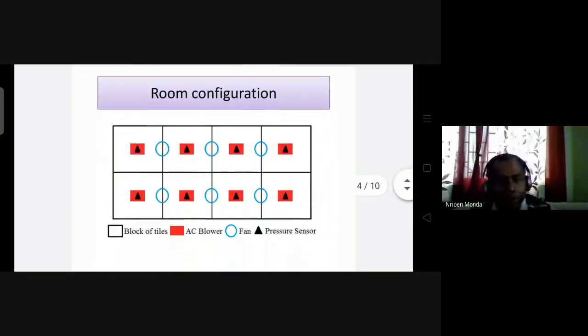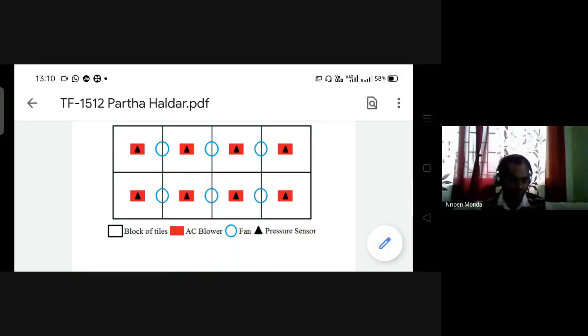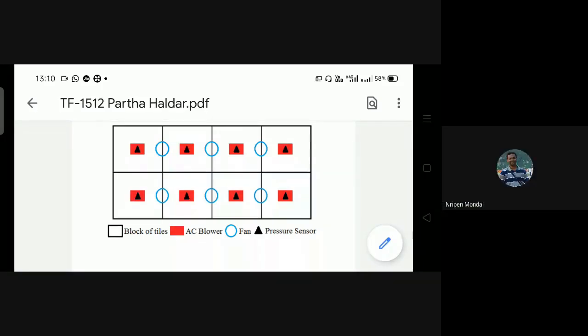So, as I told you, you can see one exemplary room model. The room is divided into 8 blocks, basically 8 tiles. These are central AC, and this is the plan view of the room. Say, for example, the ducts are from the top of the room. The red color indicates the AC blowers, and blue colors are the fans hanging from the ceiling, and the black triangle is the pressure sensor, which is installed on the floor beneath the carpet.